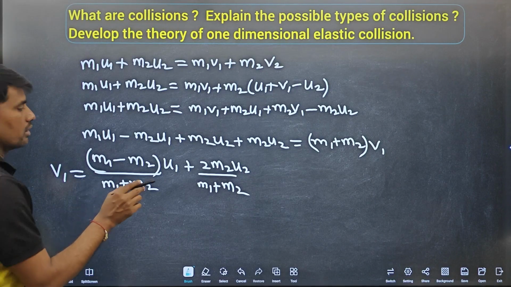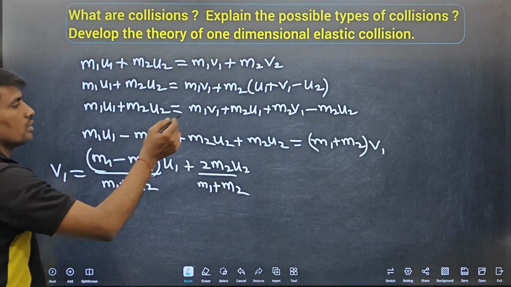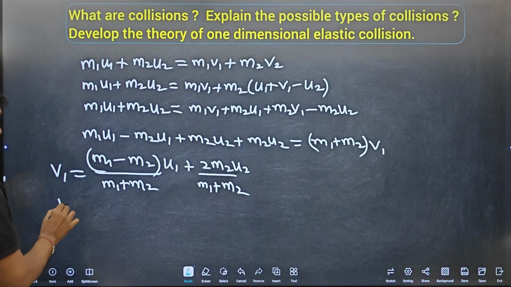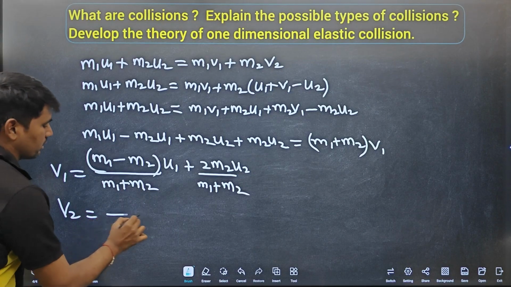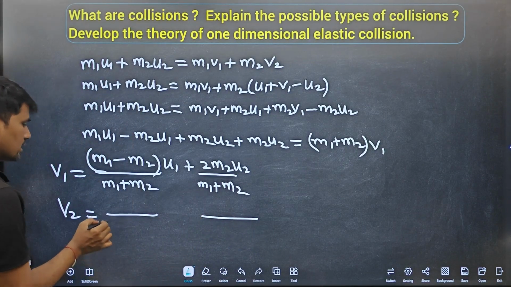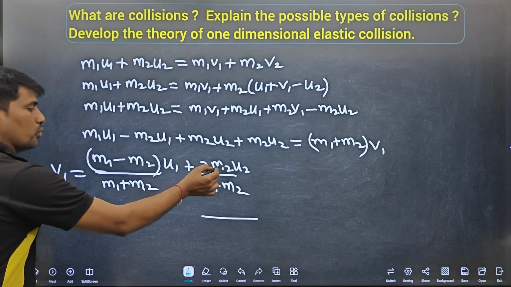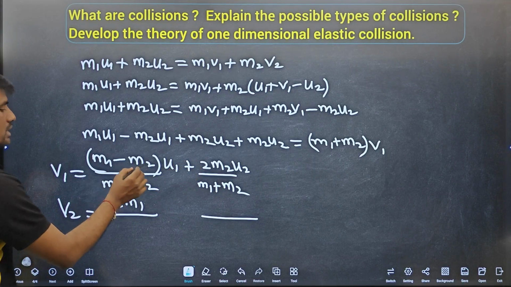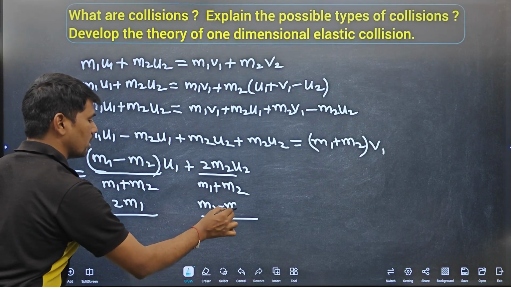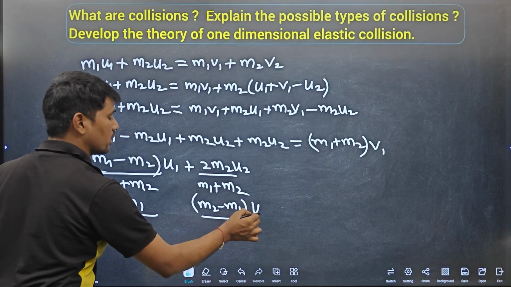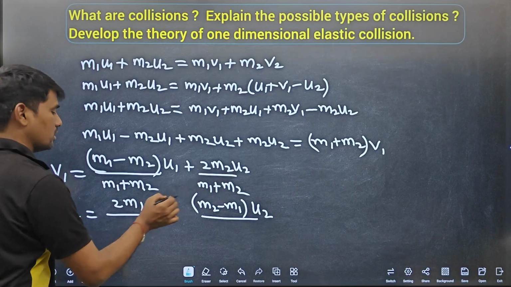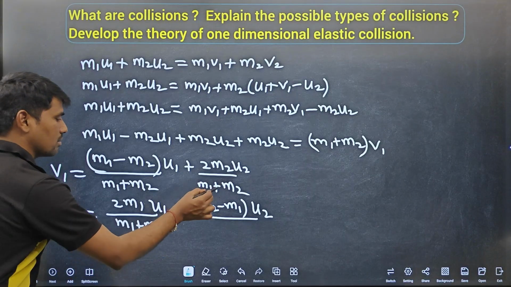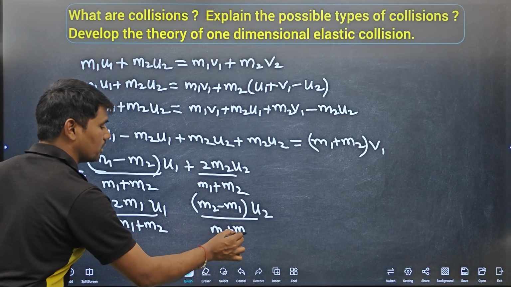Similarly, if you substitute the v1 value here, then you get v2 is equal to. How to write this? The denominators are the same, the sum of masses, but here 2 m2 you have to write 2 m1, here cross, m1 minus m2, here write m2 minus m1, into u1 and u2 swapped. The denominator is the sum of masses; all denominators are the same, no need to remember.